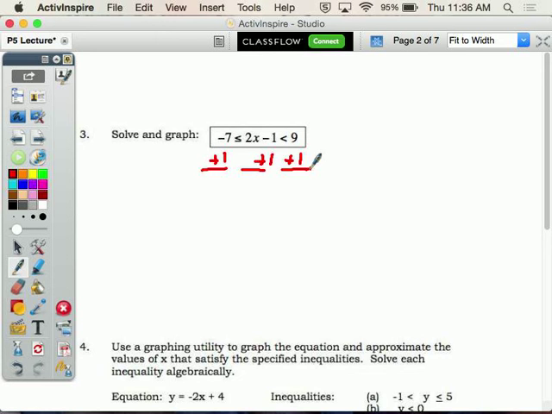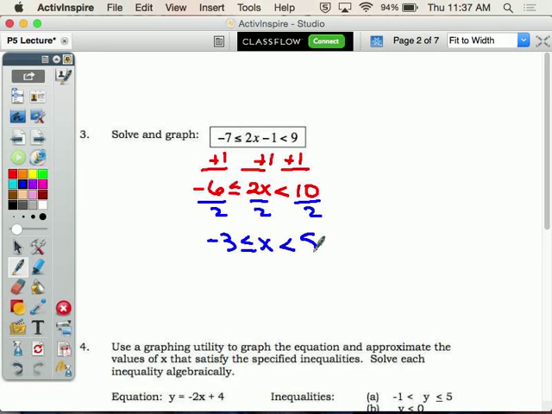When I add 1 to all 3 parts, on the left I have negative 6. There's a less than or equal to symbol. There's the 2x now in the middle because the 1's canceled. And there's a less than symbol, and then there's a 10. At this point, the only thing I need to do to get rid of the stuff in front of the x is divide each piece by 2. So as I divide by 2, I end up with negative 3 less than or equal to x, which is less than 5.